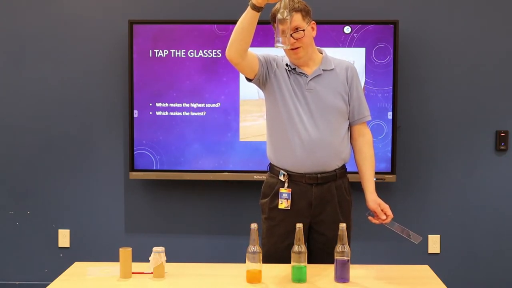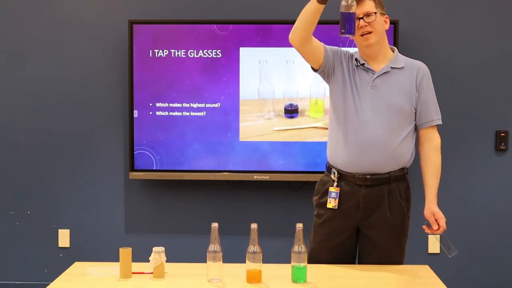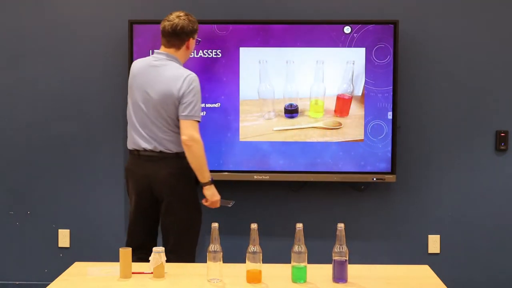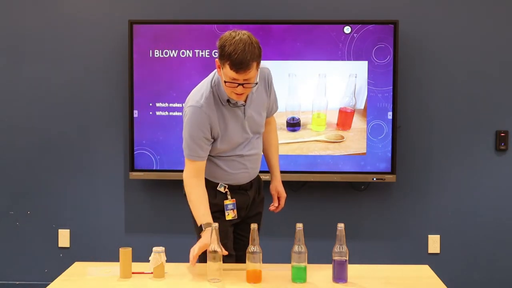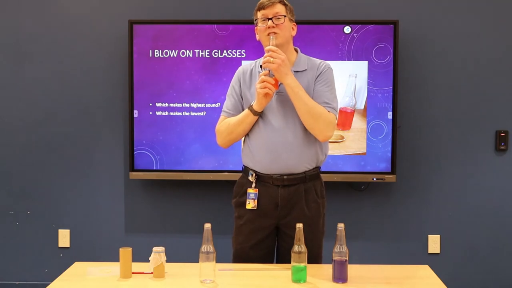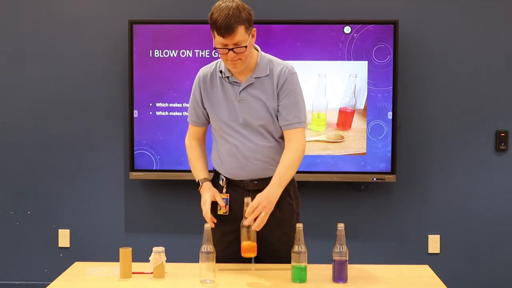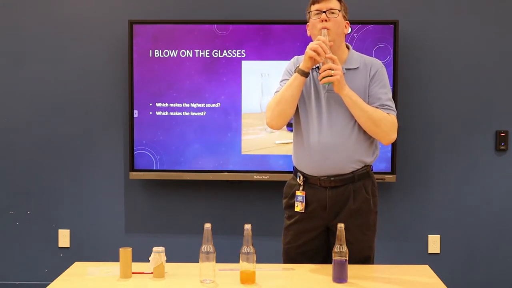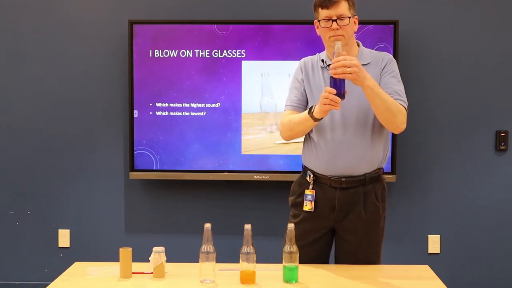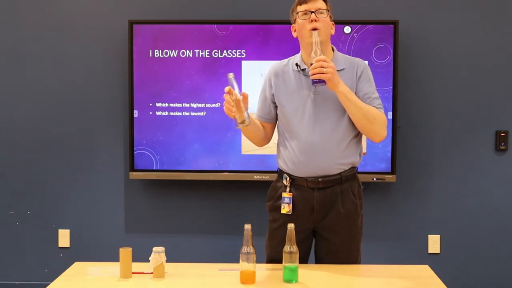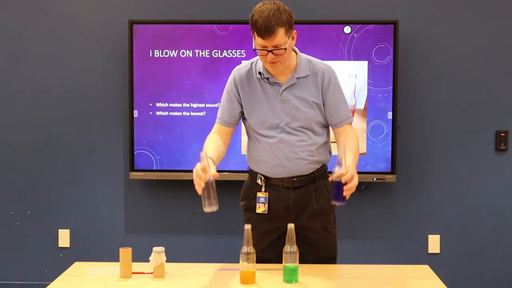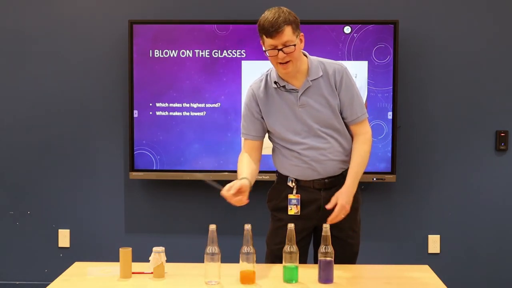You notice? No water in this one. It's all full of air. This one where it makes the lowest, it's got the most water and some air in it. All right, let's try something else. Okay. Listen for what's the highest and what's the lowest. Sounds like we're going higher. Okay. So this one's the highest in this case. This one's the lowest. It's the opposite of what happened when I tapped them, where this one was the highest and this one was the lowest.